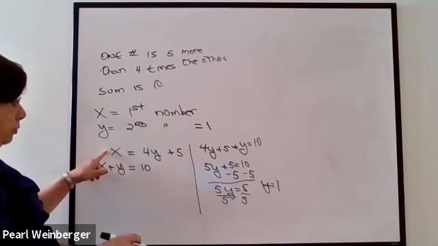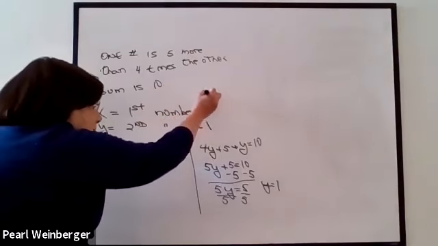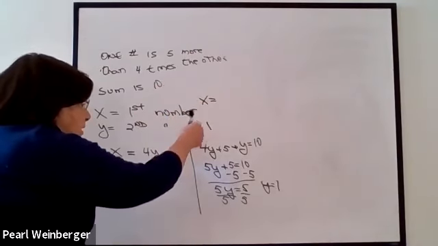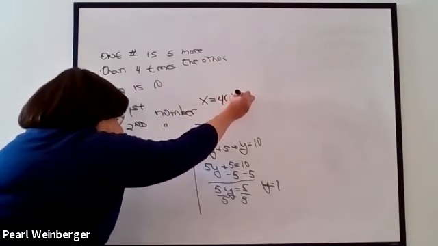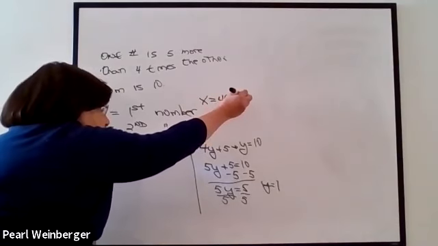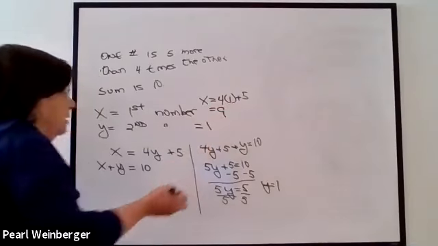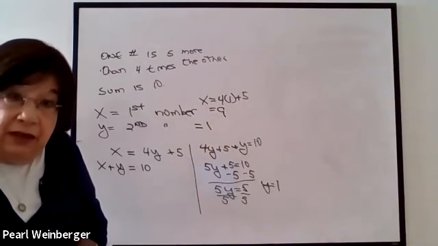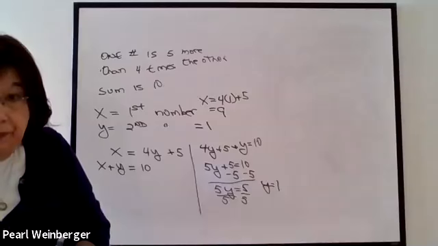The first number we get by doing x equals, now I can do this. X equals 4y plus 5. So it's 4 times 1 plus 5. And that gives me 4 times 1, which is 4, plus 5. So x turns out to be 9. So the first number turns out to be 9, and the second number turns out to be equal to 1.